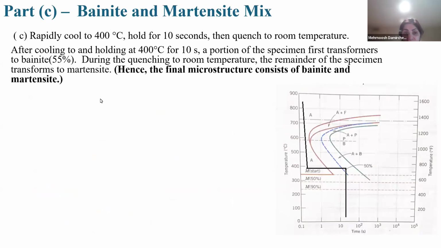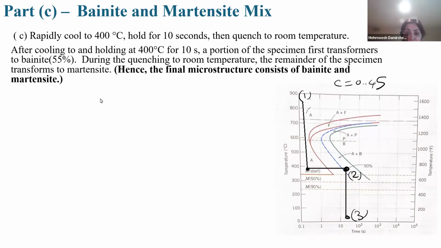Rapidly cool to 400. Again, here C is 0.45, and no need to say that we only use the TTT diagram for this weight percent of carbon. If you are using it for eutectoid, you don't see any proeutectoid phase such as A plus F that you see here, or for more than 0.76, you see austenite plus cementite in this area. Okay. Rapidly cool to 400. Keep that, so it is 1. It is for 10 seconds, it is 2, and then quenching to room temperature.